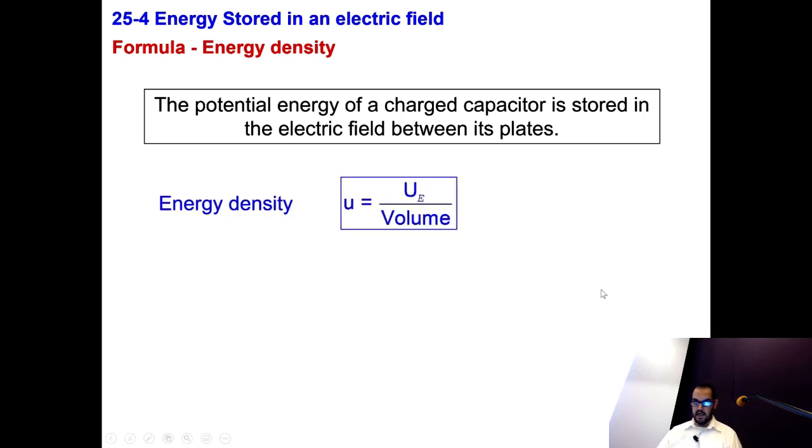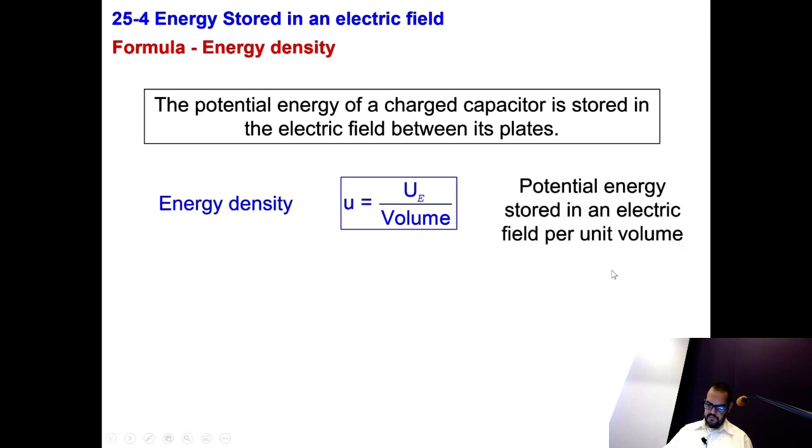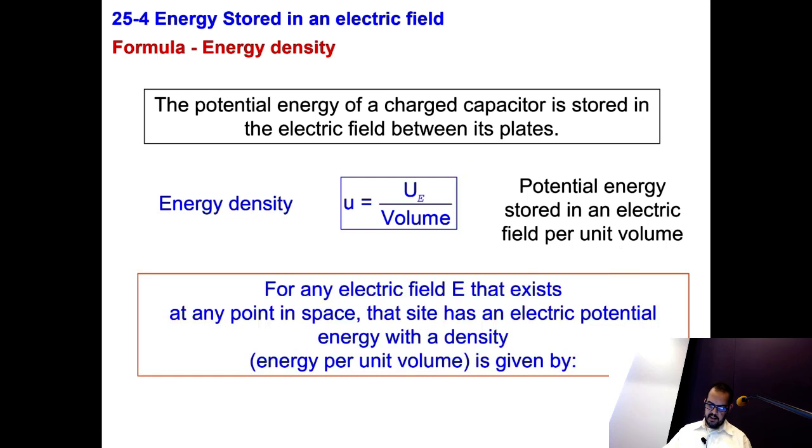The energy density, and for energy density we use small letter u, not capital letter. I don't know, they should have used something else. So it's equal to the total potential energy divided by the volume. Okay, and when you do that, you find that for an electric field that exists at any point in space, the energy density is given by this equation. It's 1/2 epsilon 0 times the magnitude of the electric field squared. 1/2 epsilon 0 E squared. So this is an equation for the energy density.